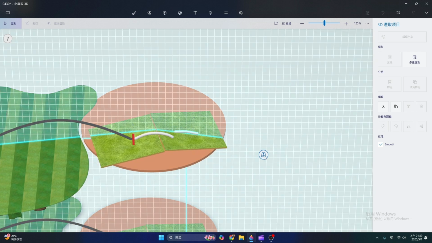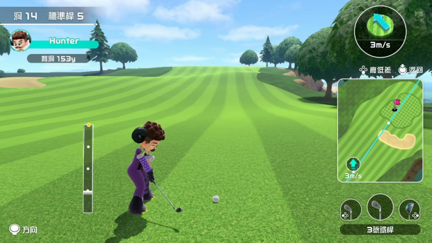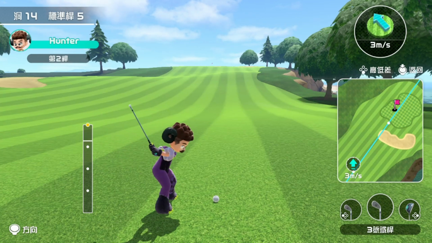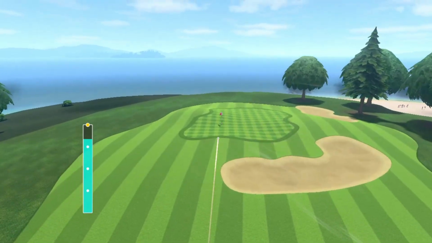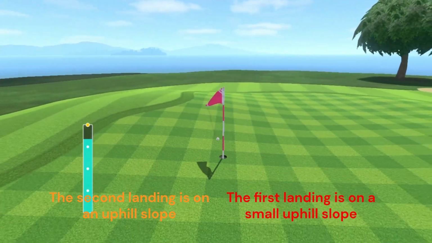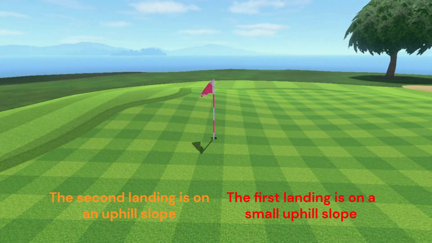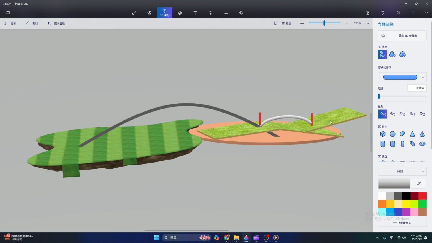Therefore, the original backspin applied to the ball will be counteracted by the forward rotational force, creating the illusion of a malfunctioning backspin. Now, let us review the footage from the same location, where the second landing occurs on a small uphill slope. Although the angle between the ball and the ground upon landing is already very small, the angle remains greater than 20 degrees when landing on an uphill slope, allowing the second bounce to occur.